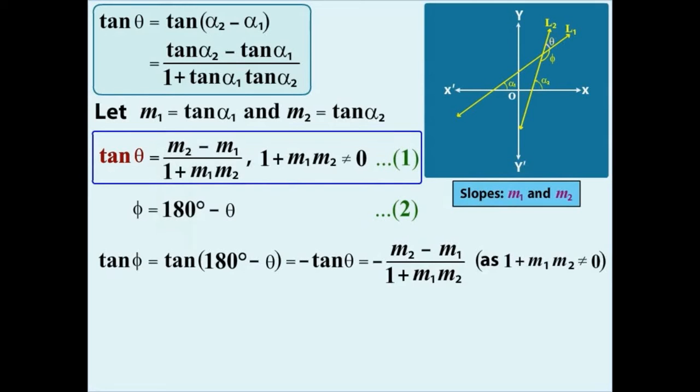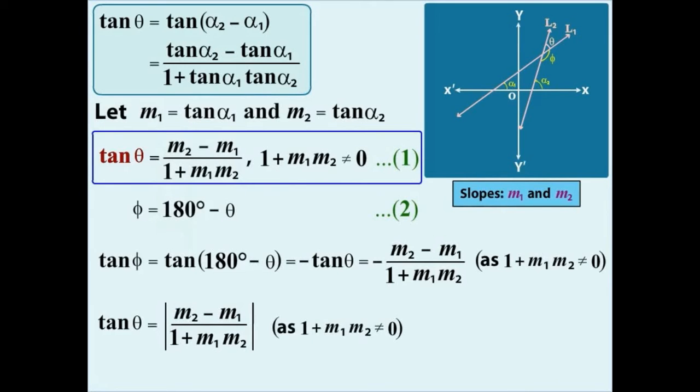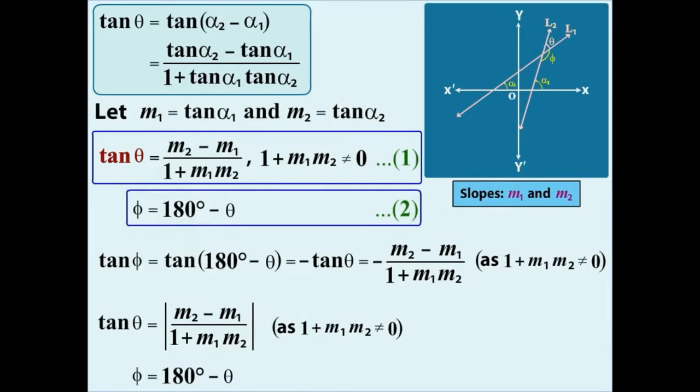Therefore, the acute angle theta between lines L1 and L2 with slopes m1 and m2 respectively is tan theta equal to mod of (m2 minus m1) over (1 plus m1 into m2), as 1 plus m1 into m2 is not equal to 0. Similarly, the obtuse angle phi can be found by using equation 2.